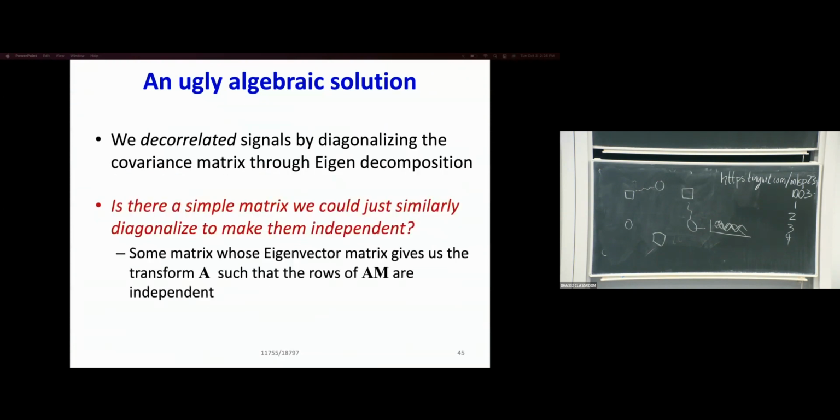So is there a way we can enforce independence? We know eigen decomposition has that middle diagonal term. So we know the matrix to make it diagonal.